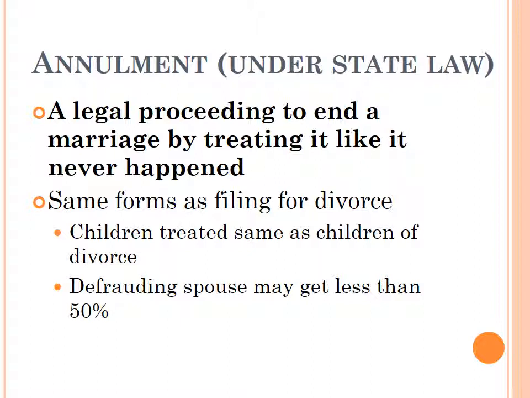You would fill out the same forms as you would if you're filing for divorce. The children are treated the same as children of the divorce. In other words, you would go through a custody procedure and different court procedures in order to divide that up. And the defrauding spouse may get less than 50% when everything is broken up because of the fraud.